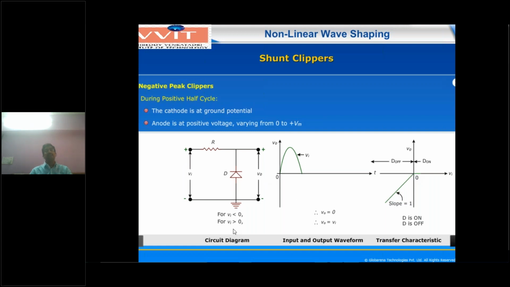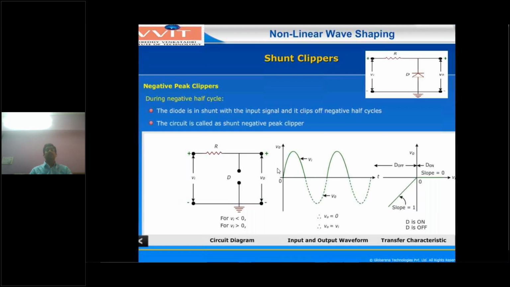And next, whenever Vi is greater than 0, that means a positive peak. When the positive peak is applied, the diode will be reverse biased, in off condition. Once it is off, whatever input is there, the same input is transferred to the output.